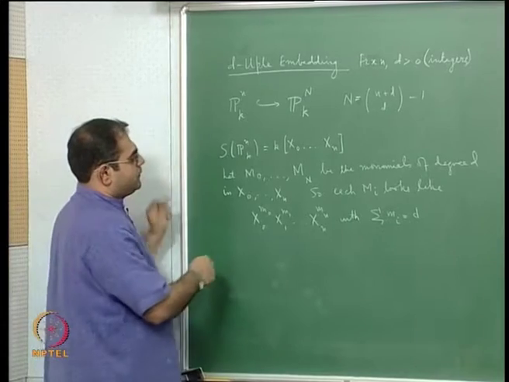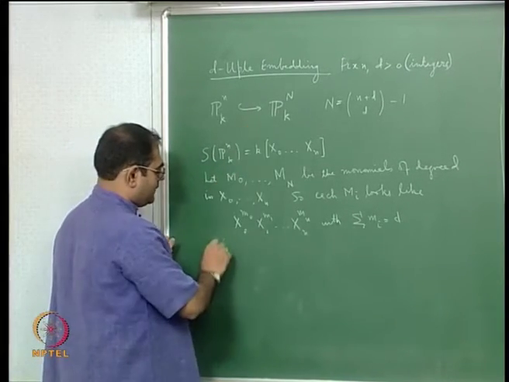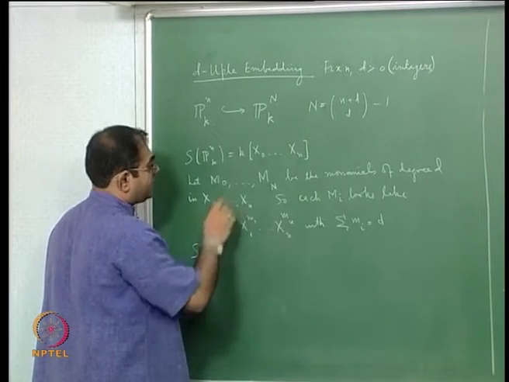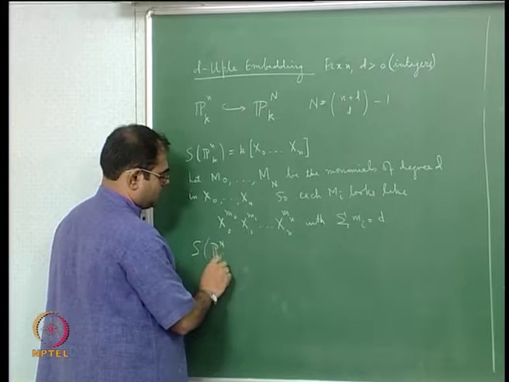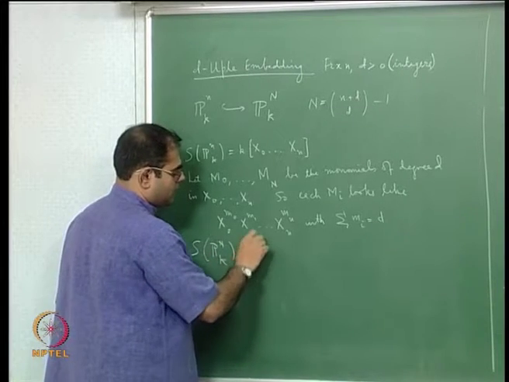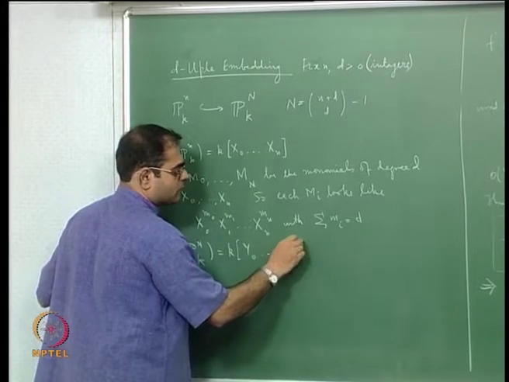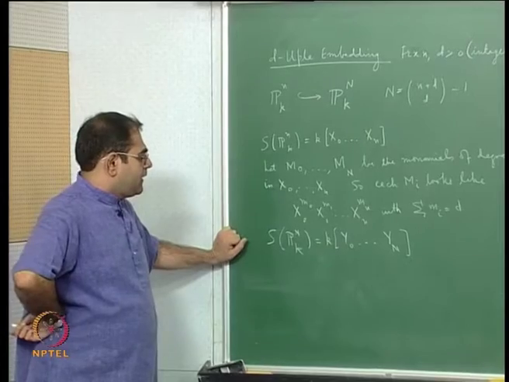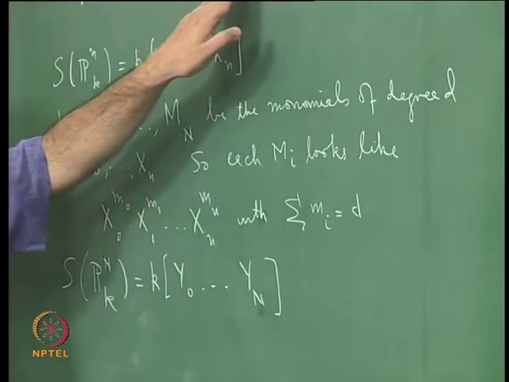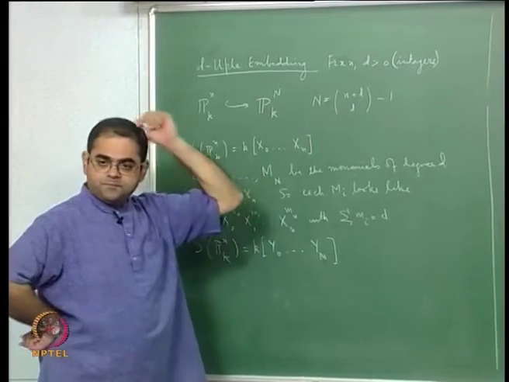Therefore, if you look at the homogeneous coordinate ring of this bigger projective space, it will be k of y0 up to y capital N, and this capital N is just n plus D choose D, minus 1.